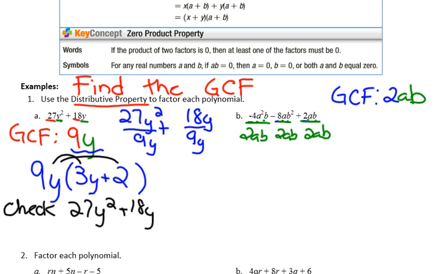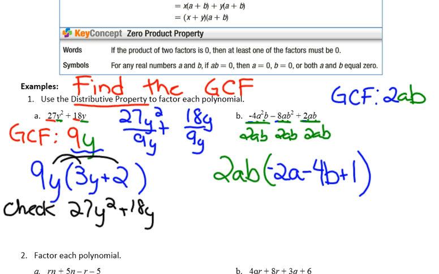When I write it, because I have to show it as a factor, the greatest common factor goes out front, and whatever is left when you do this division goes on the inside. So -4 divided by 2 is -2. A squared divided by A is A. The B's cancel. Over here, -8 divided by 2 is -4. A's cancel. B squared divided by B is B. Over here, 2 divided by 2 is 1. A's cancel. B's cancel. So this is now factored.